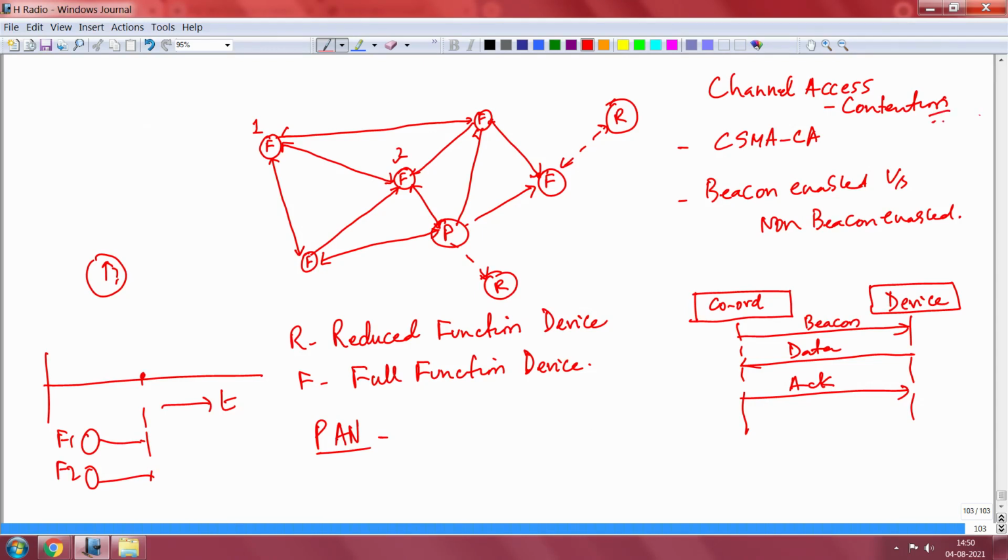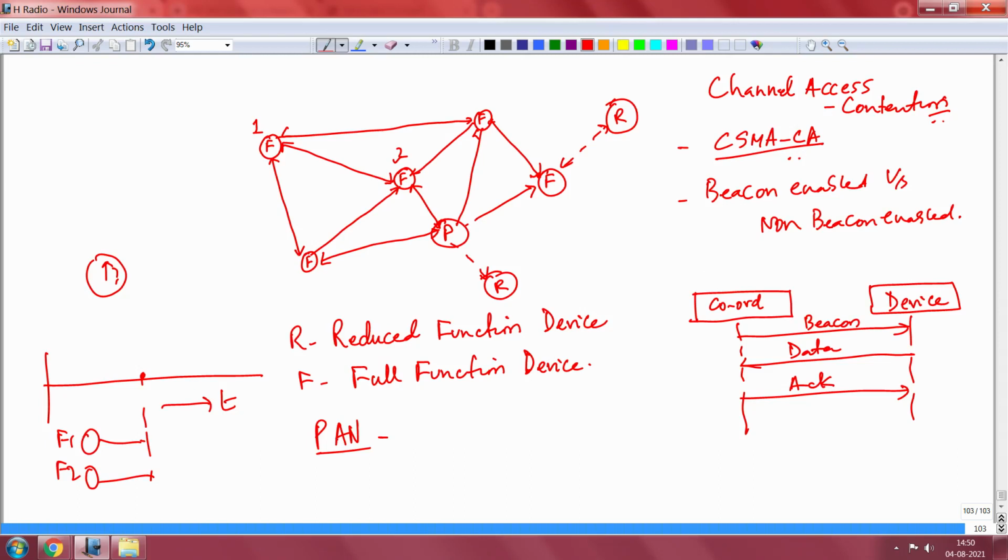Channel access requires contention and contention free methods. Now, the contention based access is essentially what we call carrier sense multiple access collision avoidance, and then you can also do non-contention based, or you can also do beacon enabled method, right. You can also do beacon enabled. We'll talk about that as we go along.